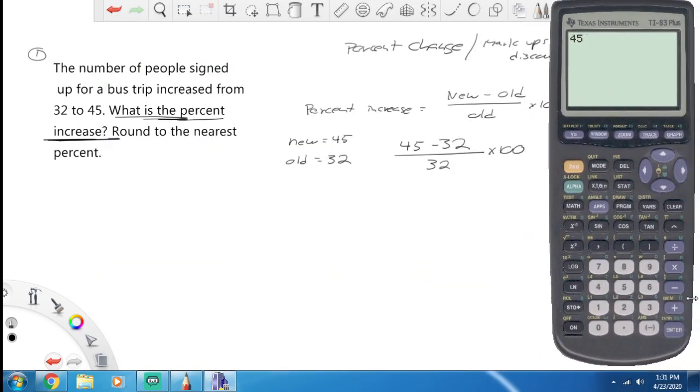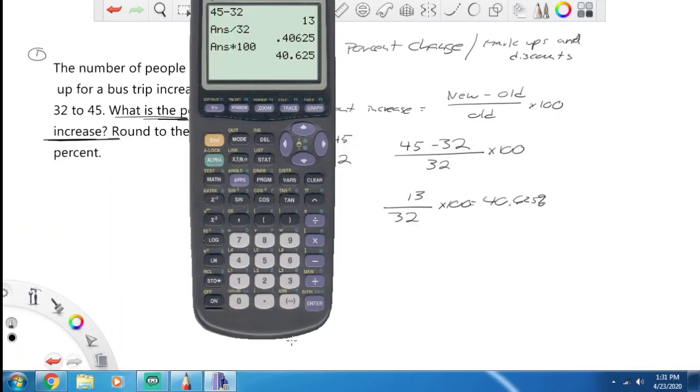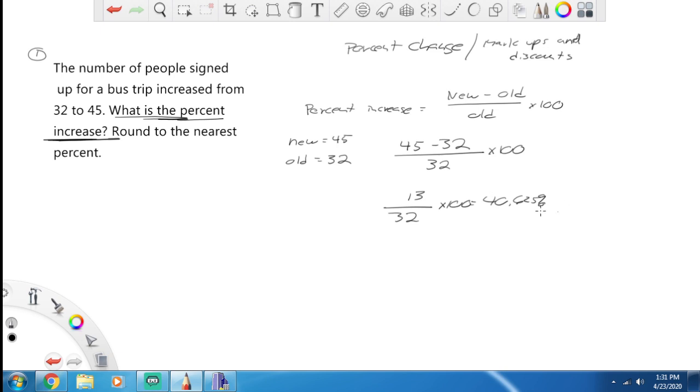Then you just go ahead and solve that. So we got 45 minus 32 gives you 13. So you have 13 over 32, and you're going to multiply that by 100. So divide that by 32, and times 100. It just moves the decimal point a couple places, and you get 40.625%. And that is a percent. So what is the percent increase? You're looking at that 40.625%.